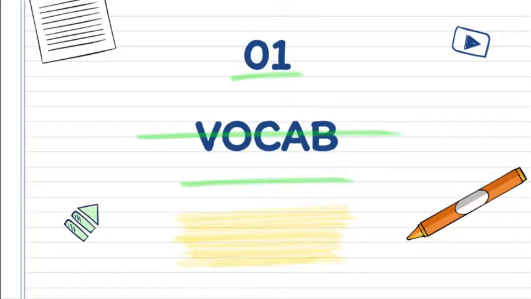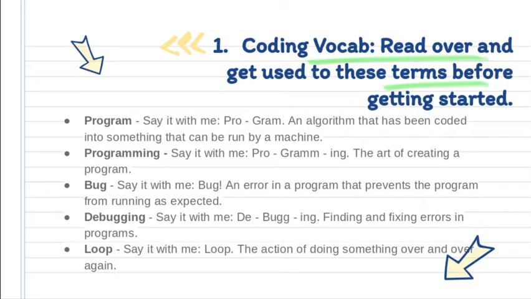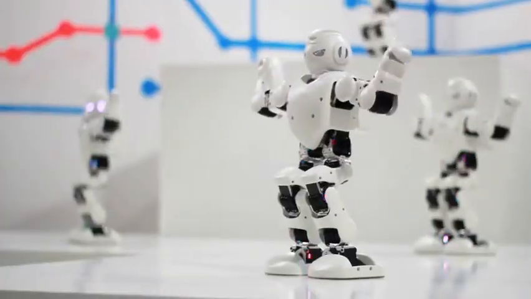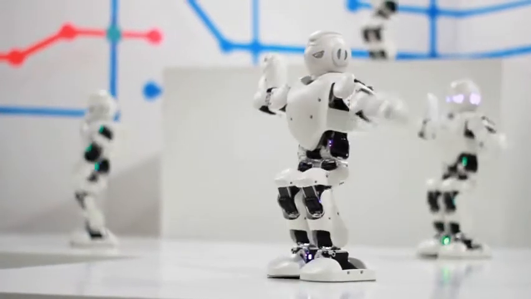Clearly, this is important. So, what are some words or vocabulary, if you will, that we might need when we code? Say them with me, people. Program. Say it with me. Program. A program is an algorithm that has been coded into something that can be run by a machine. So you are writing code that could become a program, and then we could put that into a machine and it could do different things, such as create your animation or make your army of robots.